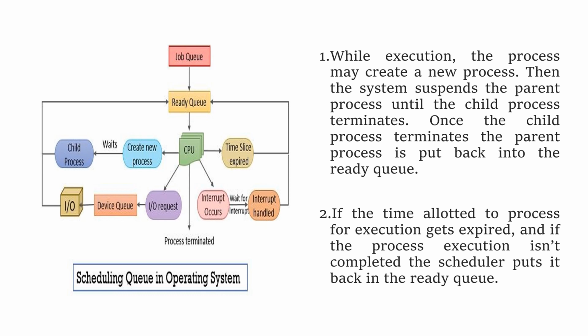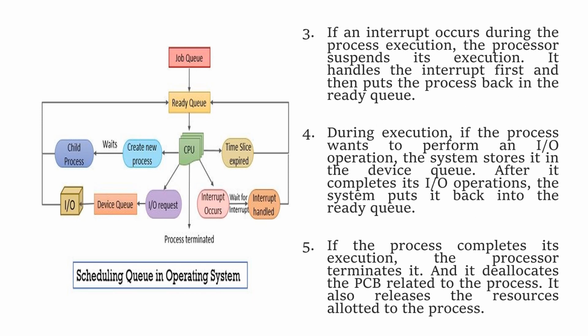If the time allotted to the process for execution expires and the process execution isn't completed, then the scheduler puts it back in the ready queue. Then, if an interrupt occurs during the execution, the process suspends its execution. It handles the interrupt first and then puts the process back in the ready queue.